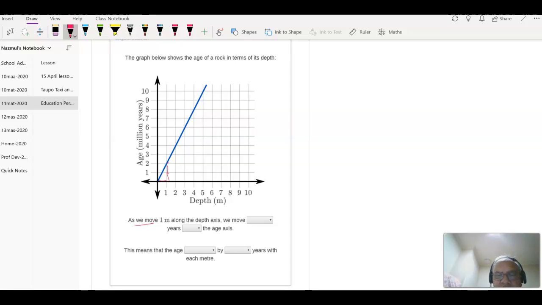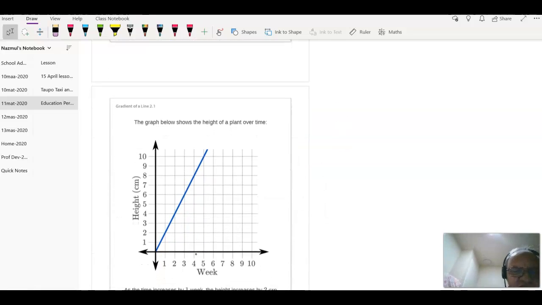So 2 million years. We move 2 million years. So you got to write 2 million years. Along the age axis, vertically. I don't know, actually, you got to figure it out. This means that the age of 2 million, that means for each meter, for 1 meter, the age increases by 2 million years. Okay? So that should be simple.